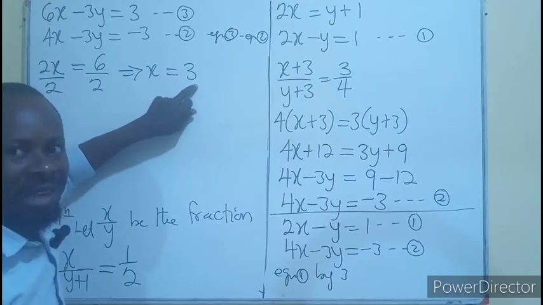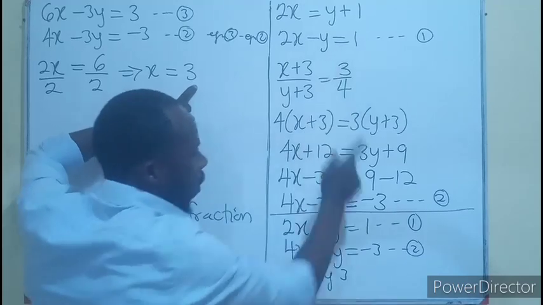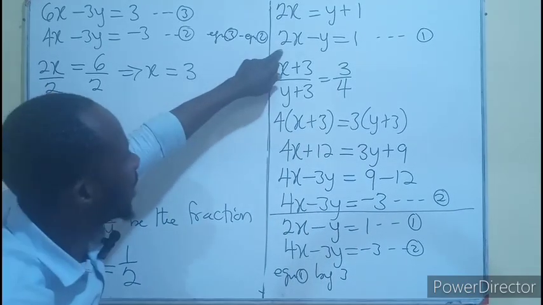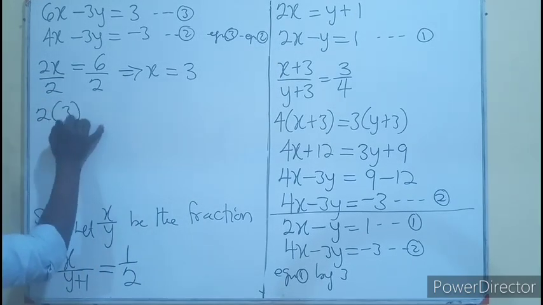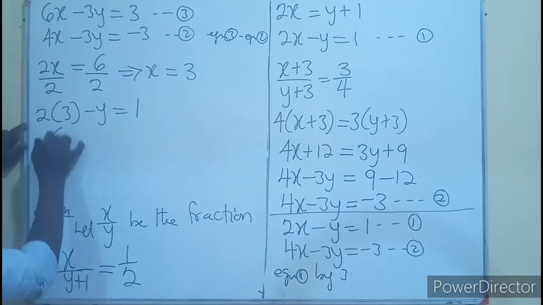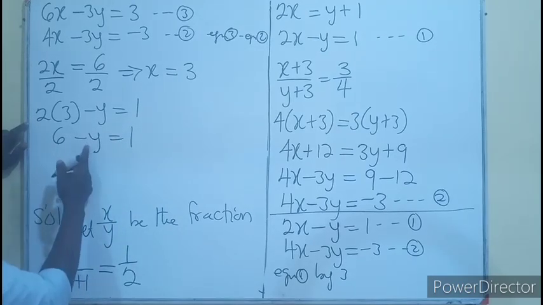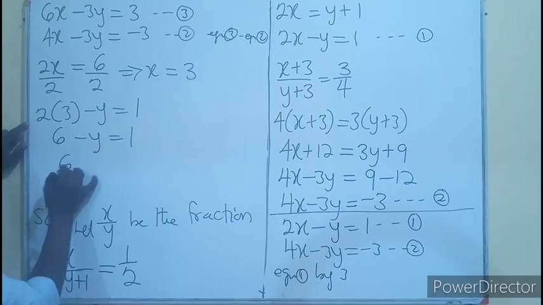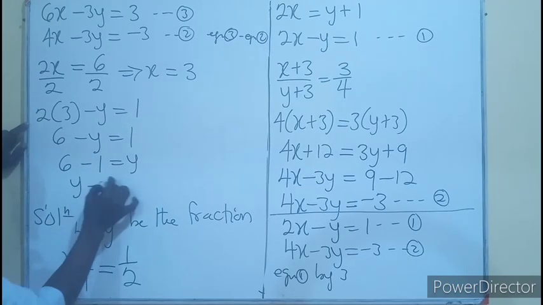But we are looking for both x and y. So we substitute that into equation 1 or equation 2, any of the equations you like. So x is going to become 2x, which is now 3, minus y equals 1. If you multiply, you will get 6 minus y equals 1. Let's transpose the y to the right, then 1 to the left.